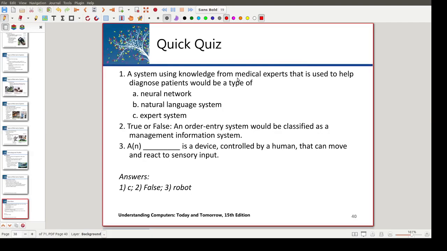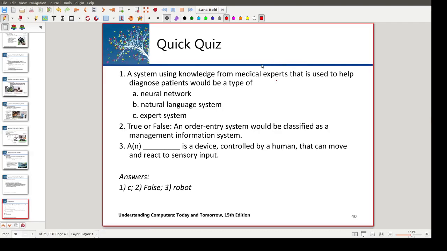So let us have this quiz, and this will be the end of the first part of the lecture. A system using knowledge from medical experts that is used to help diagnose patients would be a type of... So knowledge means knowledge based. That's why we call it expert systems, or choice number C. And it also mentions the experts in this part. Okay.